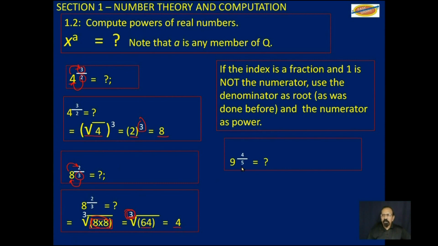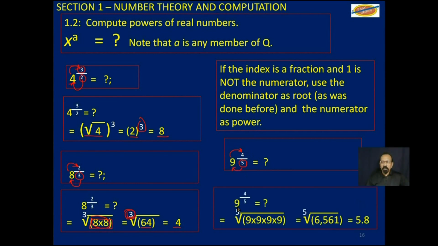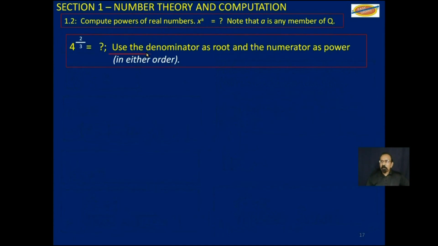Now, 9 to the 4/5 power. So you will find the 5th root of 9, and the answer you get, you will carry it to the 4th power, or you can find the 4th power of 9, and the answer you get, you then find the 5th root. In this case, we actually found the 4th power of 9 first, we get this, and then we find the 5th root, and we get that. Now, as I pointed out just now, it doesn't matter which order you follow.